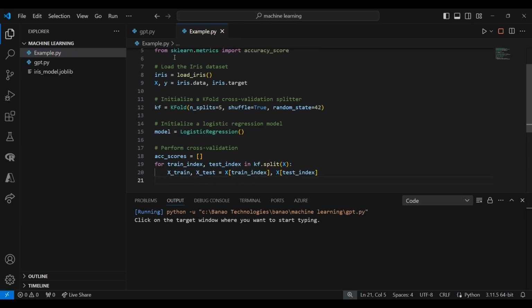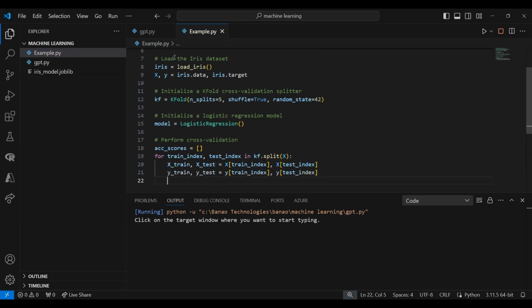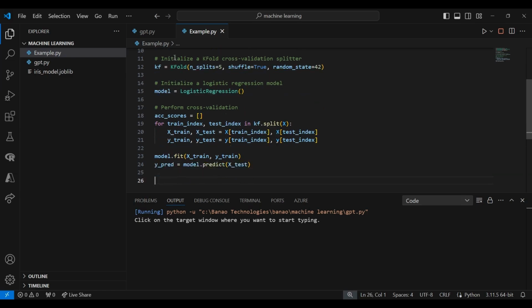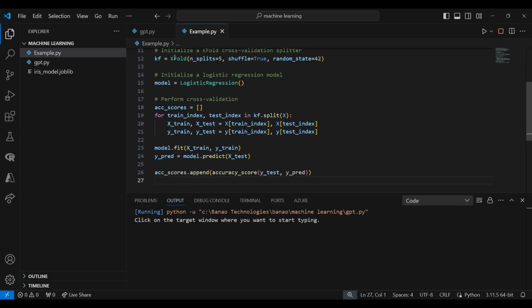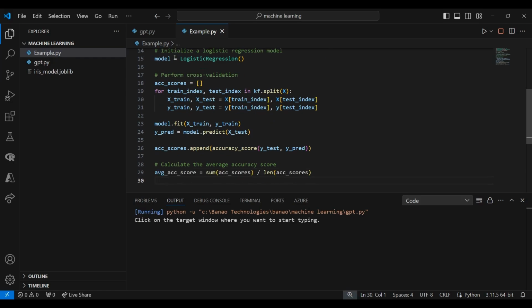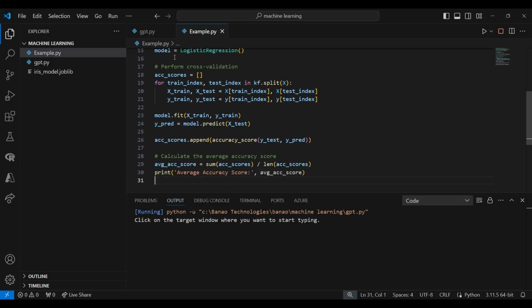The model is trained on the training data within the fold, and then predictions are made on the test data. The accuracy scores for each fold are computed, contributing to an accuracy score list, acc_scores. Following the completion of all folds, the average accuracy score is determined by calculating the total sum of accuracy scores and dividing it by the number of folds. Finally, the average accuracy score is printed out for evaluation.